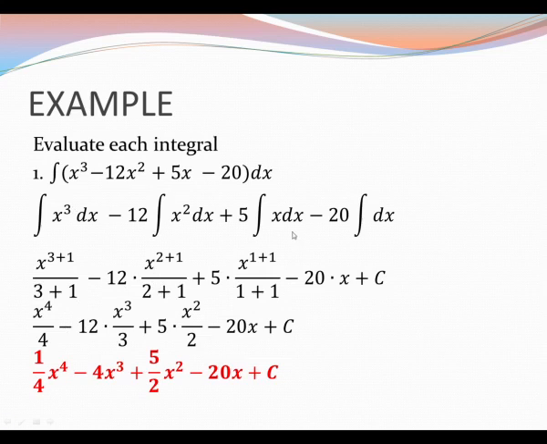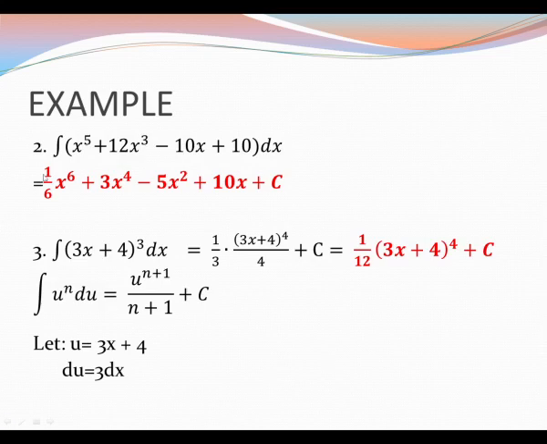And then minus 12 times, for the square, 2 plus 1, and that will be cubed. Plus 5 times, this is understood to be raised to 1, so 1 plus 1, and that will be 2 over 2, minus 20, and this is the first basic theorem: the integral of dx is simply x. Then simplifying, we have x to the 4th over 4, and then we can divide the 12 by 3, that will be 4, 5 over 2, and then minus 20. Finally, we have 1/4 x to the 4th minus 4x cubed plus 5x squared minus 20x plus c.